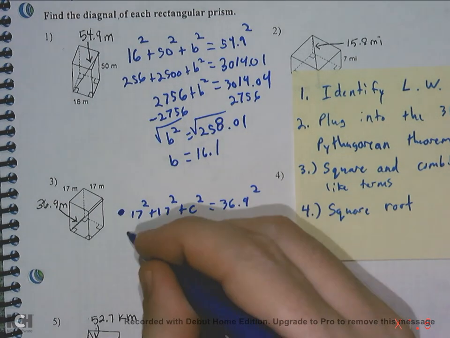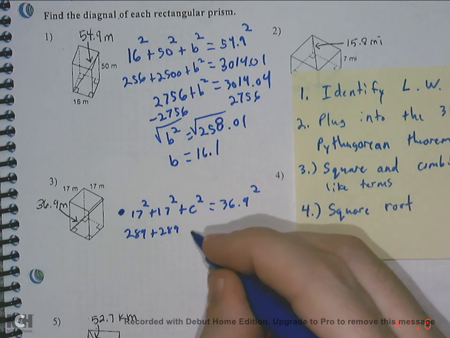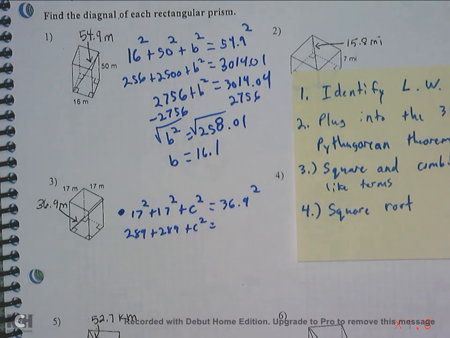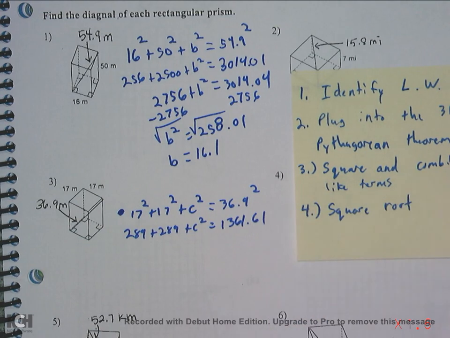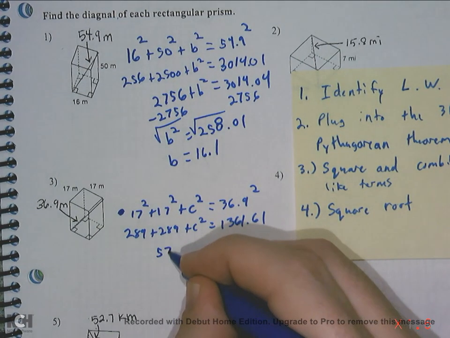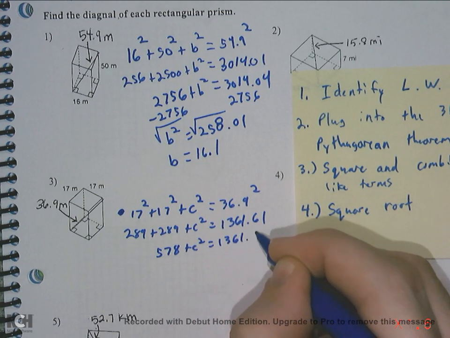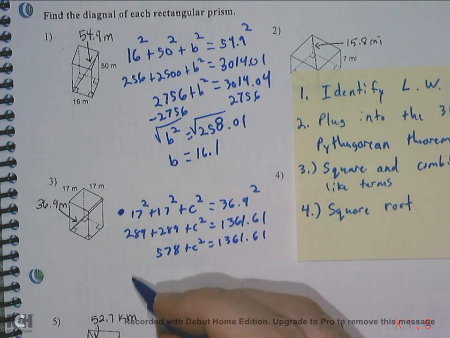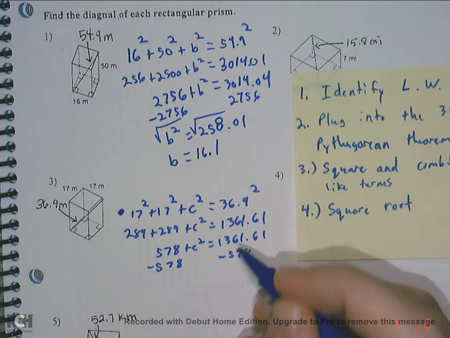So 17 squared is 289. So I'd have 289 plus 289 plus C squared equals 36.9 squared, which is 1,361.61. And then I would add those two 289s together, and I get 578 plus C squared equals 1,361.61. Then to move the 578 to the other side, I would subtract.